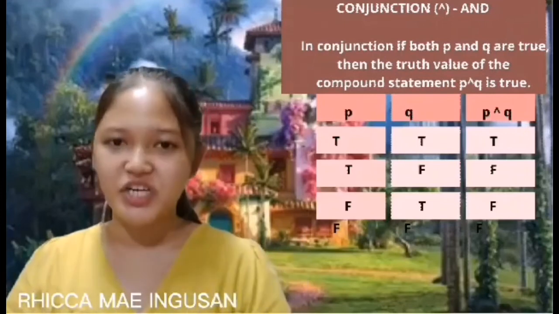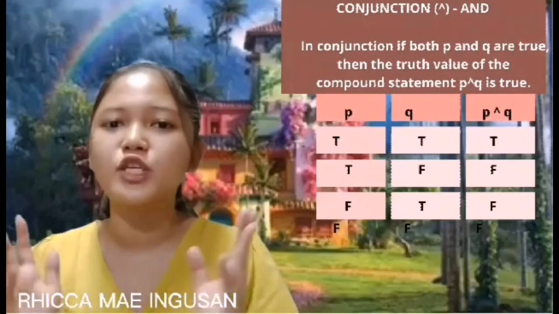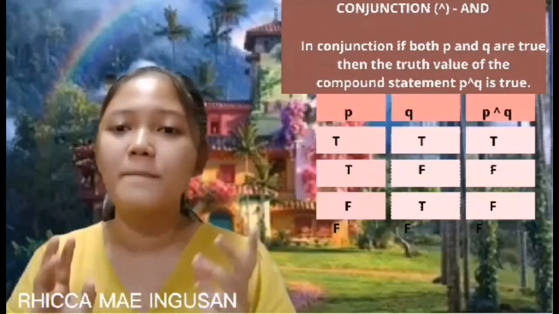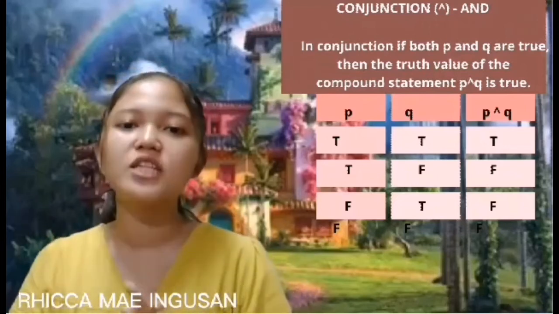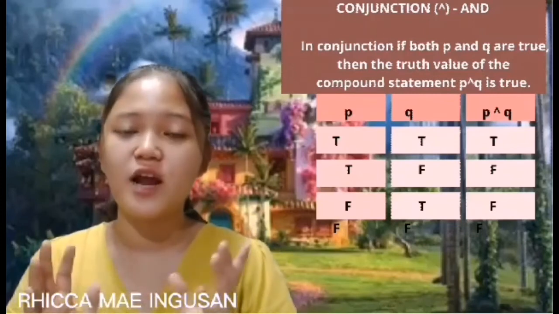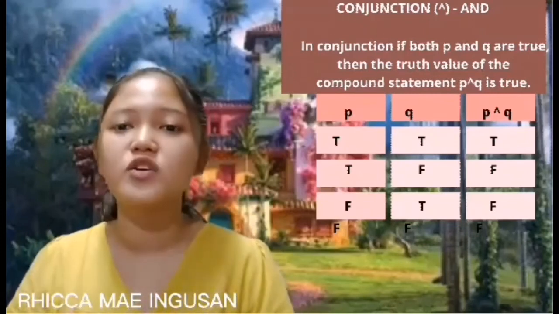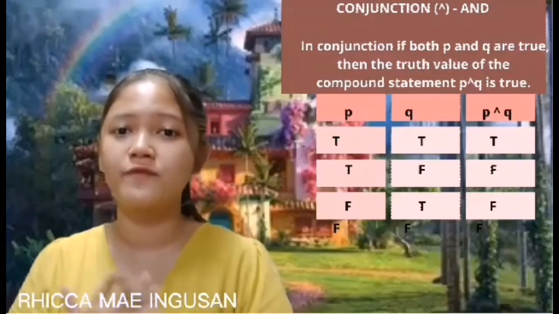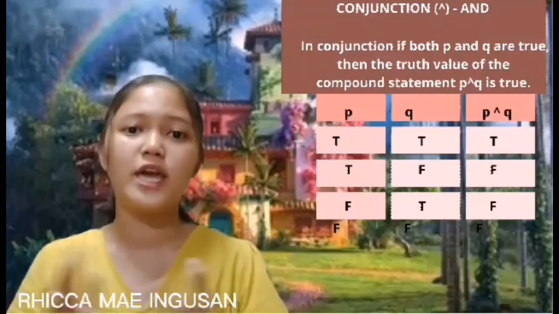In conjunction, if both P and Q are true, then the truth value of the compound statement P and Q is true. When the two propositions are true, the value is true. If there is a false one, then the truth value is false.